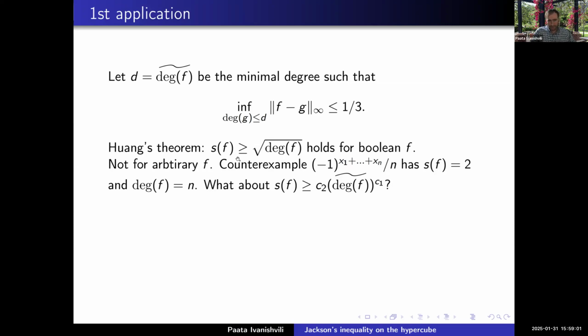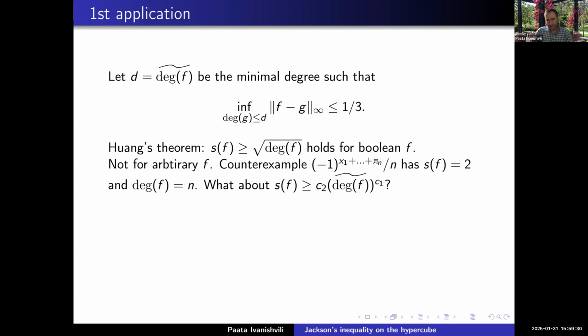And this theorem does not hold. The first question you can ask is, is Booleanity necessary? The answer is yes, and there is a very simple counterexample: (-1) to the sum of xi's divided by n. This function takes values in the interval [-1, 1]. Its sensitivity is 2, very easy to compute. Degree is n, so it has constant sensitivity, large degree, and this fails.